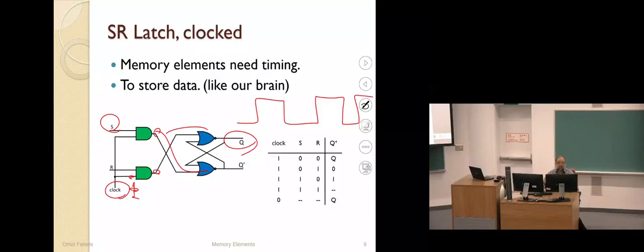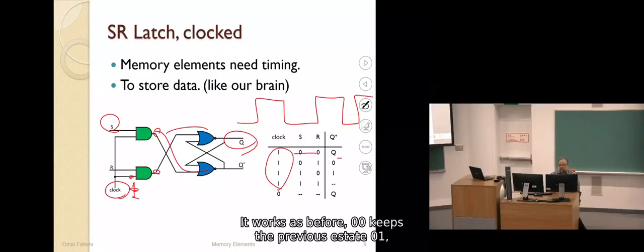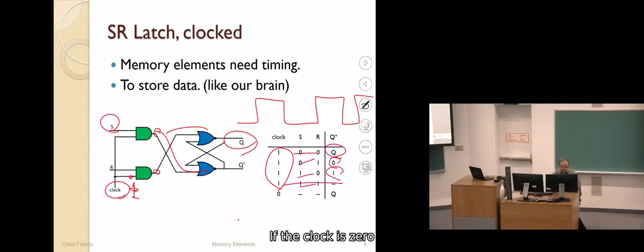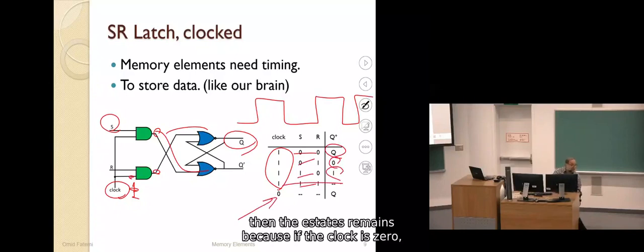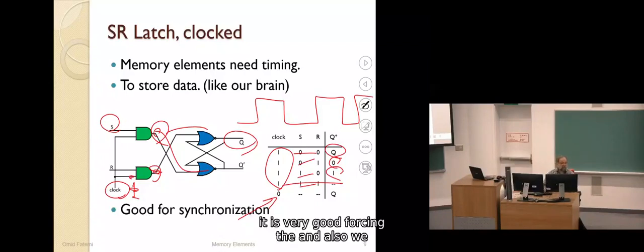Okay. So this would be the excitation table for this circuit. Now here, if we have 1 as a clock, then it works as before. 0, 0 keeps the previous state, 0, 1 resets it, 1, 0 sets it, 1, 1 is not valid, and if the clock is 0, then the state remains. Because if the clock is 0, we have 0 here and 0 here, and it means that Q is not changing. So it's very good. We have a clocked SR latch, and it is very good for synchronization.